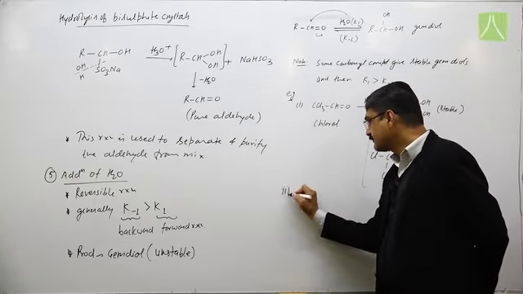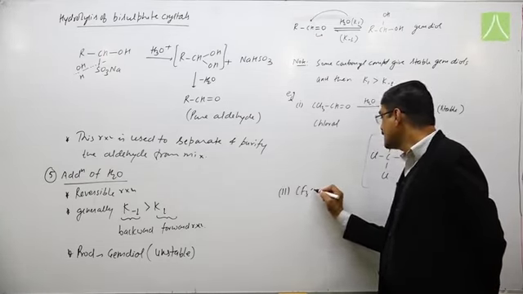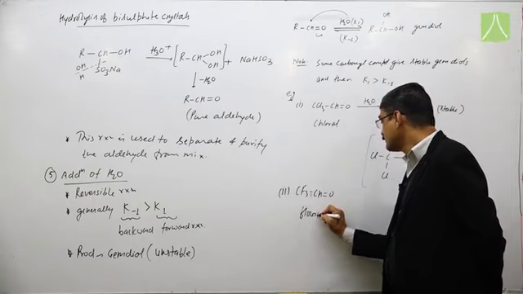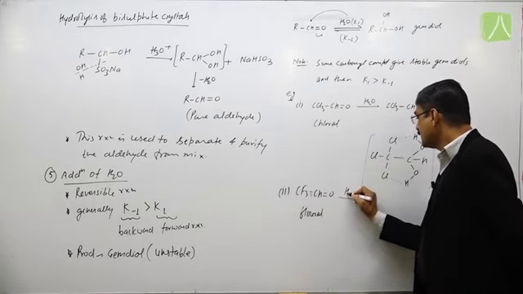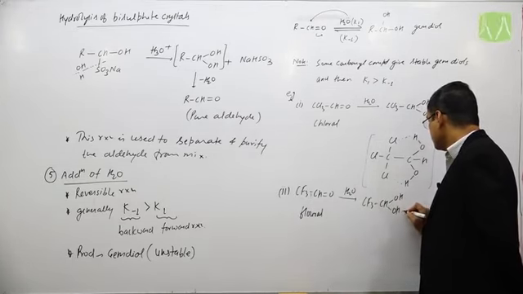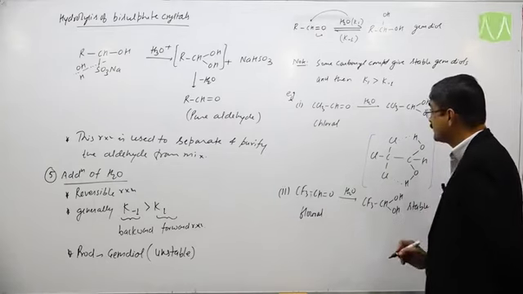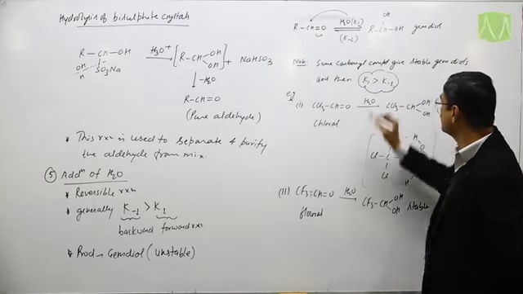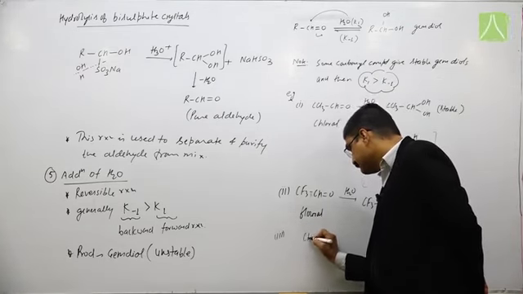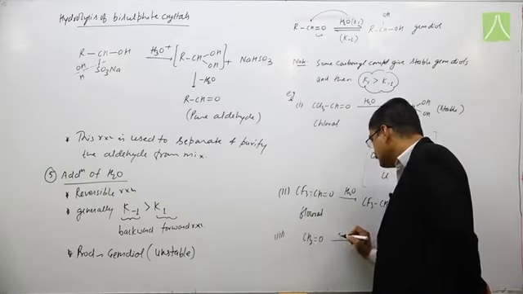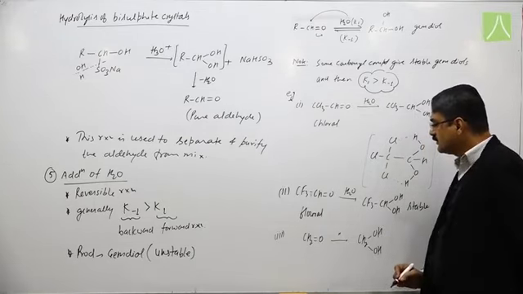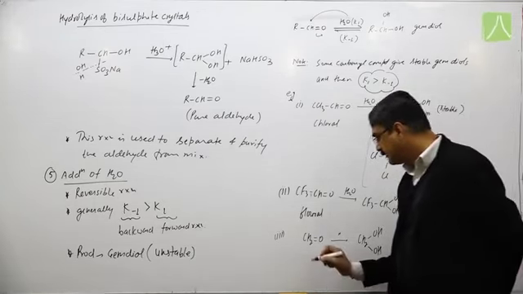A similar example is fluoral, CF3CHO. Again it is stabilized by hydrogen bonding, so it is again a stable product, and K1 is more than K-1. The third example is formaldehyde. In the case of formaldehyde, it is also more stable because of hydration, and it is highly reactive also.